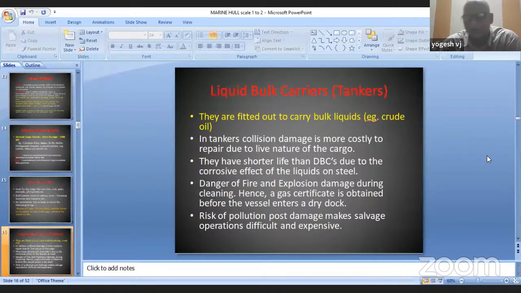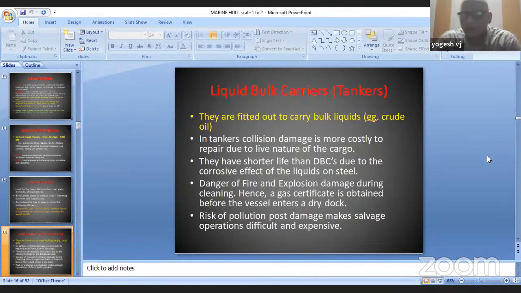Liquid bulk carriers, that is tankers. They are fitted out to carry bulk liquids, that is crude oil. Now, a vessel which is carrying crude oil is at least carrying a cargo of around 800 to 900 crores of rupees in it. Vessel ka sum insured alag hai. So, in tankers, collision damage is more costly to repair due to the live nature of the cargo. Ye crude oil hai. Idhar agar loss ho gaya, when the ship is loaded and you have to repair it, it is extremely difficult. Otherwise, ye khali karne ke liye tum log ko dusra vessel lagega, jisme tum log vessel ka pura oil khali kar doge, and then you will have to send this vessel to the repairer's yard, which is extremely costly.